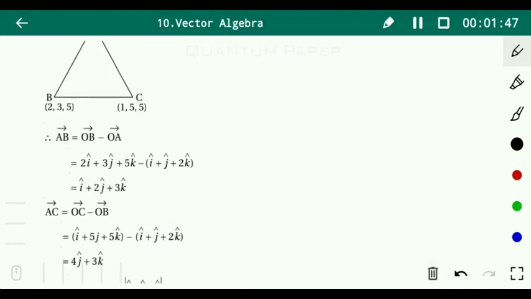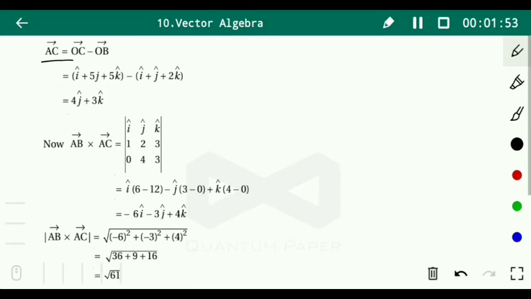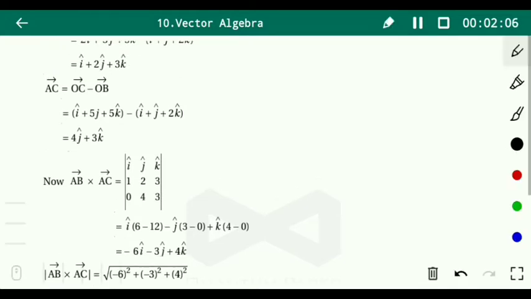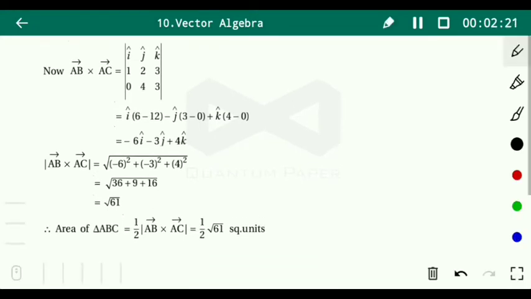Now we have to find the cross product of AB and AC. Okay, so the value of AB cross AC will be defined by the determinant form with i, j, k in the first row, and in the second row 1 2 3, because the value of AB is 1i plus 2j plus 3k. In the third row the value of AC is 0i plus 4j plus 3k, so we can write 0 4 3. So we get the value of AB cross AC will be minus 6i minus 3j plus 4k.